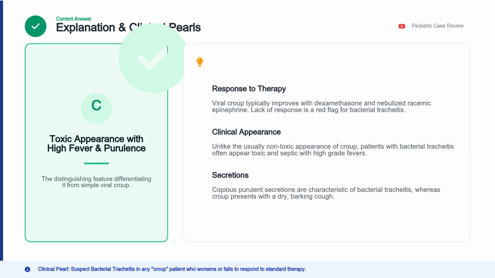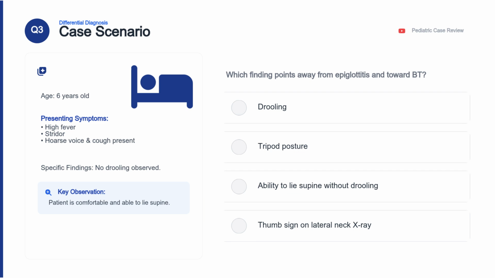Viral croup typically responds well to corticosteroids and nebulized racemic epinephrine, as demonstrated in this case. In contrast, bacterial tracheitis is characterized by a toxic appearance, high fever often exceeding 39 degrees Celsius, and copious thick purulent tracheal secretions that obstruct the airway. Children with bacterial tracheitis fail to improve with standard croup treatments. The age of the patient and nighttime worsening can occur in both conditions, making them unreliable distinguishing features between viral croup and bacterial tracheitis.